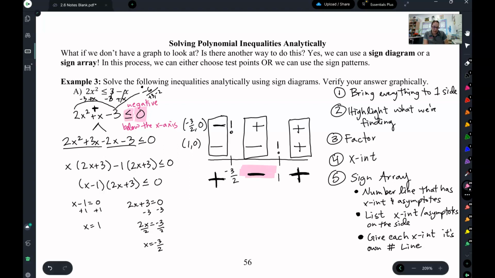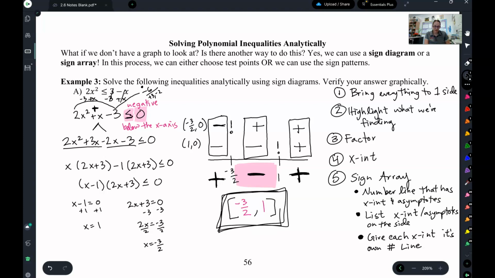So I'm going to take my highlighter again and highlight the section I'm looking at. This is my negative section. This is the part of the graph that is below the x-axis. So my numbers that are my answers here that are below the x-axis go from -3/2 up to 1. And I know I'm going to use brackets on this because of the equal to. So that is my answer.